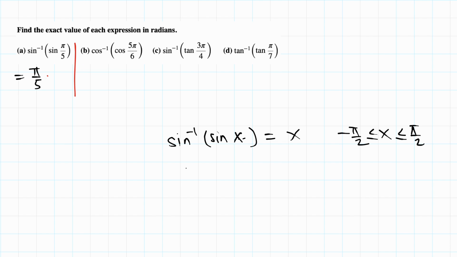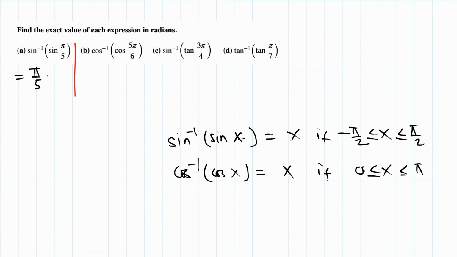For cosine inverse, it's slightly different. Cosine inverse of cosine x equals x, if that x is in between 0 and pi. Okay, this could be a negative number. That's all right. This could be a negative number, but as long as this x is in here, then that's the case.